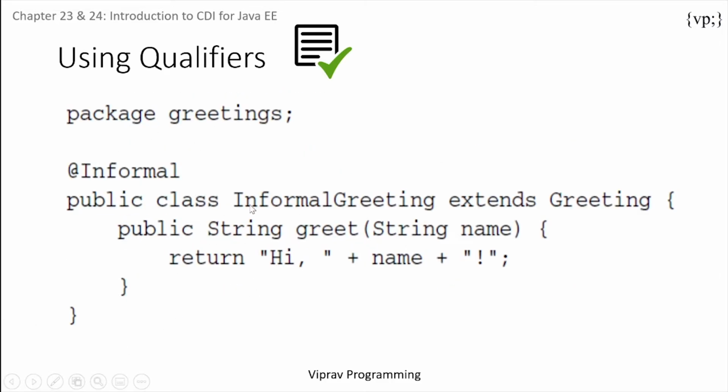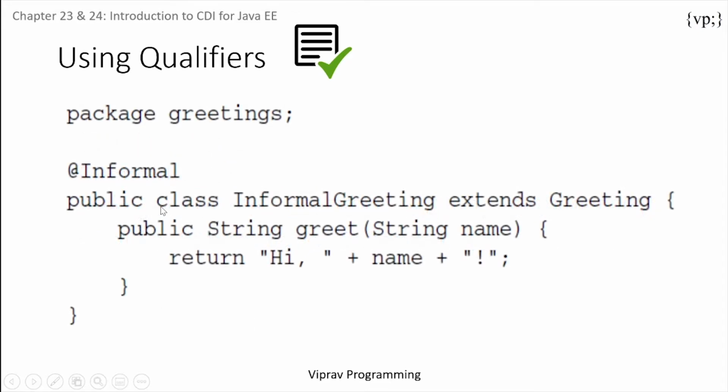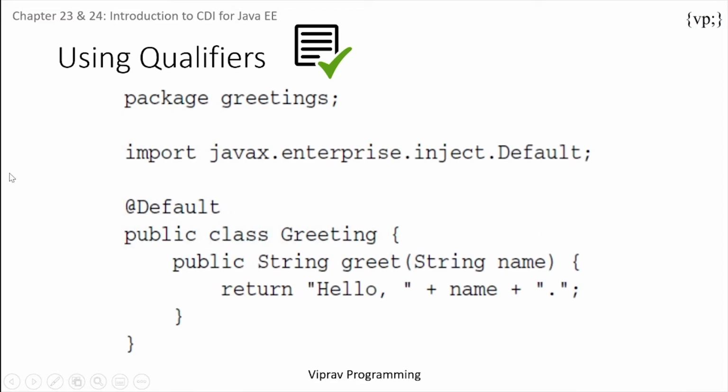So going back to this example, let's show what this is doing. This qualifier over here is telling us that this qualifier called Informal will be available at runtime and it targets everything in the class. Once again, like I said, if you don't identify a qualifier, the @Default qualifier will be used, which doesn't do anything, but it's basically the default of every class.